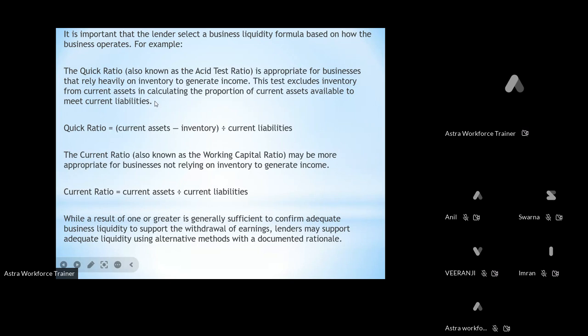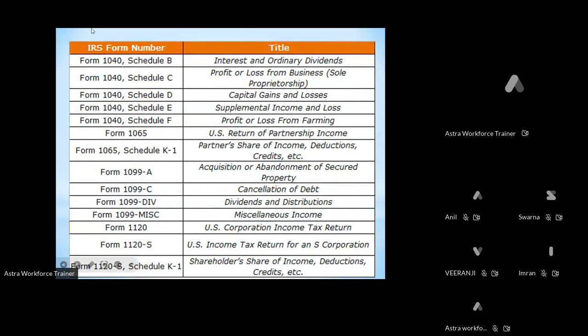Okay, now these are the form numbers and the titles. You guys can take a screenshot or note it down if you want. We'll be seeing all the form schedules B, C, D, E, F, and the 1065. I think we already discussed, right? 1099 and the 1099 dividend income. Did we see the document before?